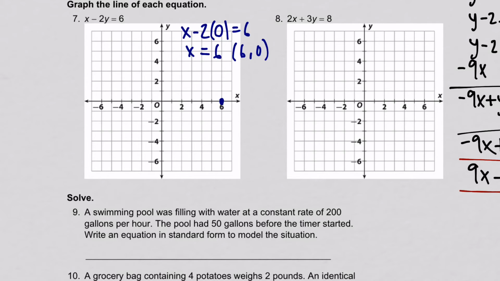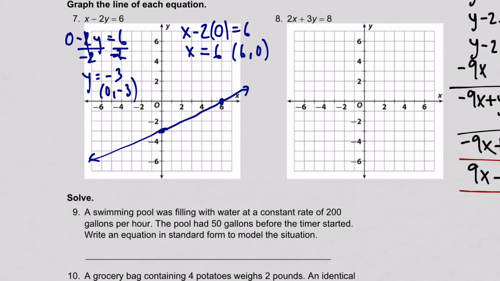Find the y-intercept the same way. Just plug in x equals 0. So it's going to be 0 minus 2y equals 6. That 0 just goes away, so it's negative 2y equals 6. To solve this, you divide by negative 2. And so y equals negative 3. So the y-intercept is (0, -3), which is a point right here. And then you connect those two points, and you're done. Your graph is done.